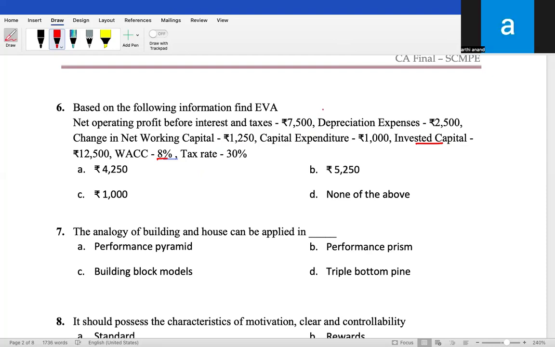So 4,250. Good. So 12,500 into 8% is equal to how much? 1,000. Okay. Whereas net operating profit after tax comes to how much? 7,500 into 70%. This is before tax, less tax 30%, balance equal to net operating profit after tax. Less investment 12 lakhs into 8%. 8% on 12 lakhs. Am I right?